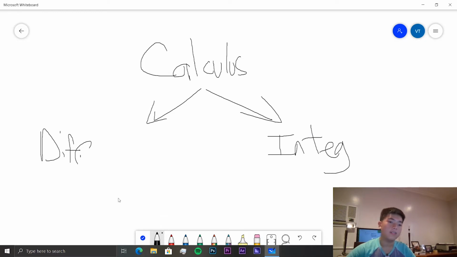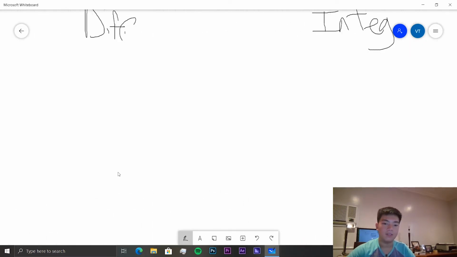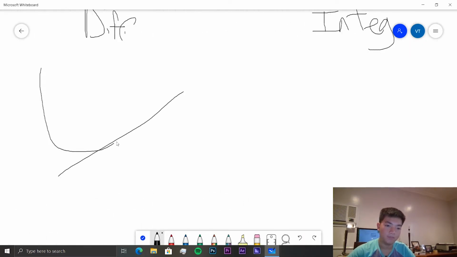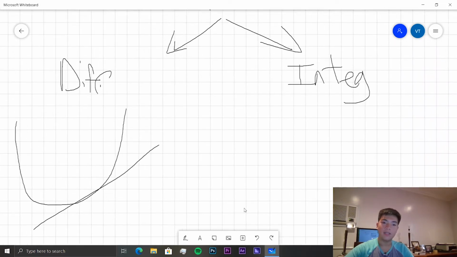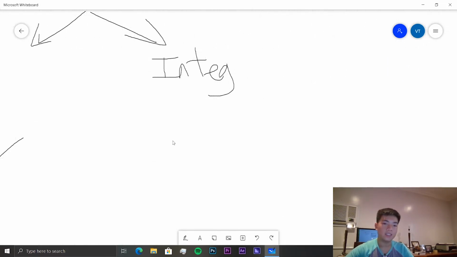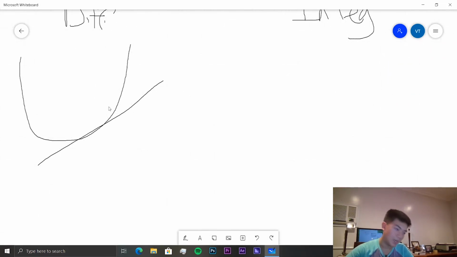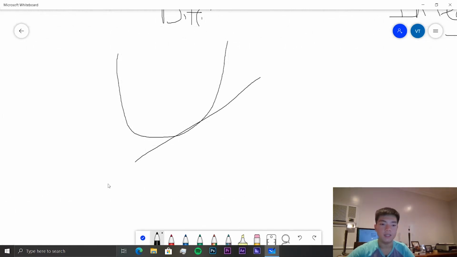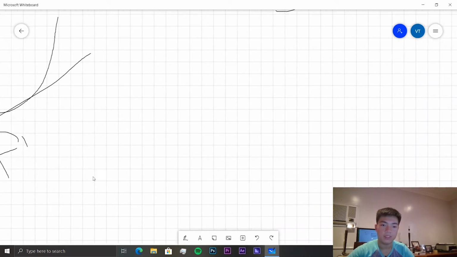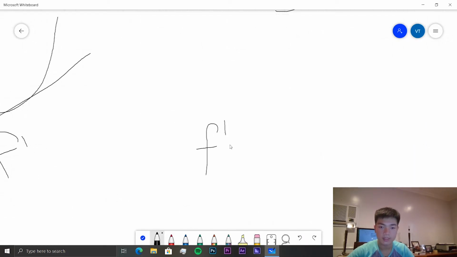So we know that differentiation allows us to find the tangent of a line. Well, what it's important to realize is that integration is essentially finding the original curve from the tangent on the line. So differentiation is converting a function into its derivative, whereas integration is essentially getting the original function from its derivative.